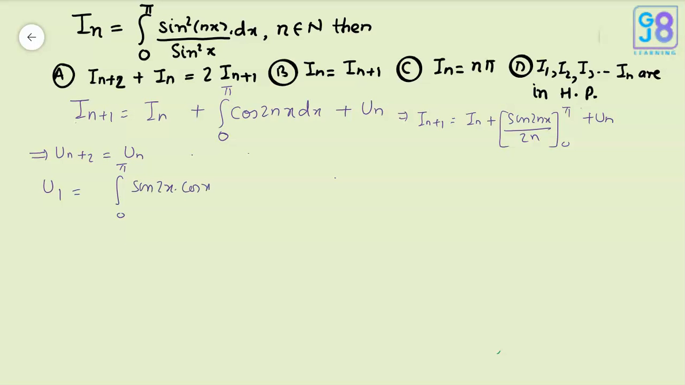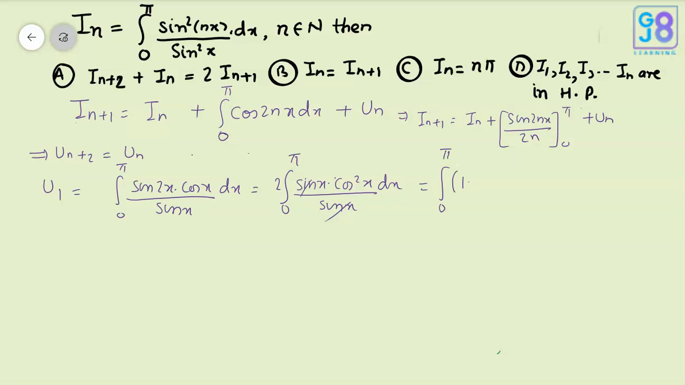So if we calculate u1, we'll say integral 0 to pi of sine 2x times cos x by sine x dx. Then we expand sine 2x, and this gives me 2 sine x times cos x over sine x dx. So this will finally become sine x times cos square x over sine x. Sine x gets cancelled, and we are left with integral 0 to pi of 2 cos square x, where I can use a double angle formula, and we get 1 plus cos 2x. So if we integrate, we get x plus sine 2x over 2, and then we put the limits from 0 to pi. So my final answer will be pi. So we conclude that u1 is equal to pi.